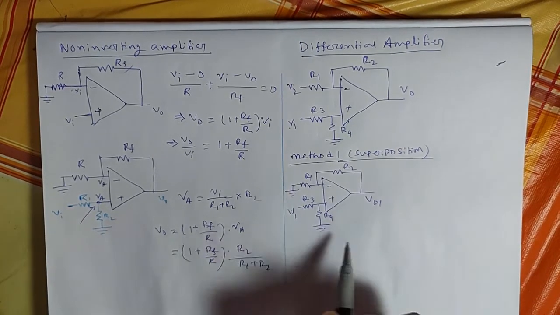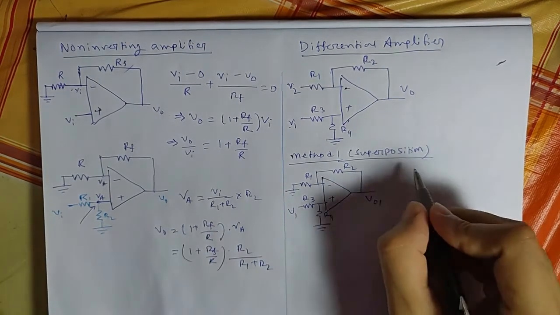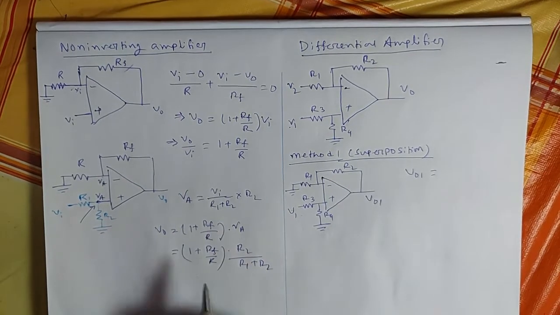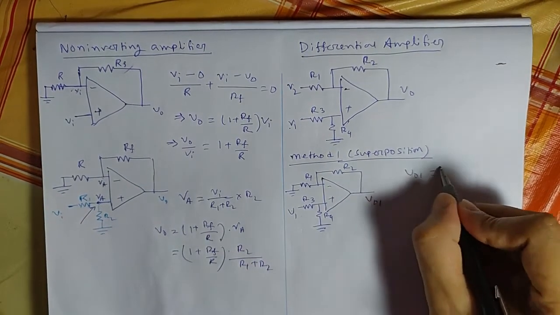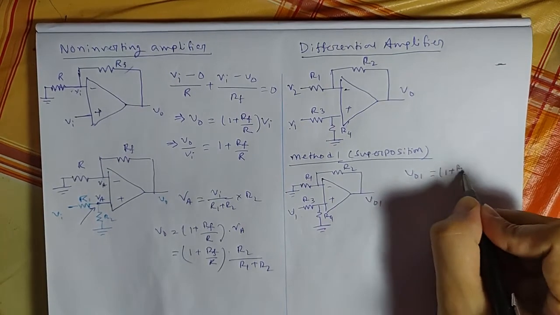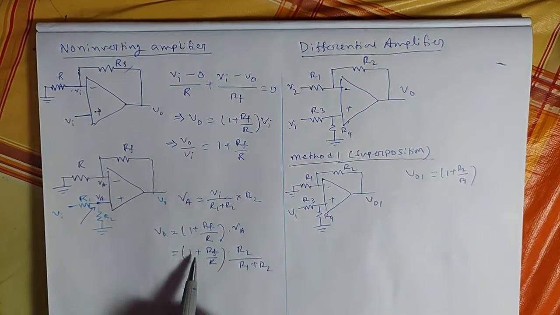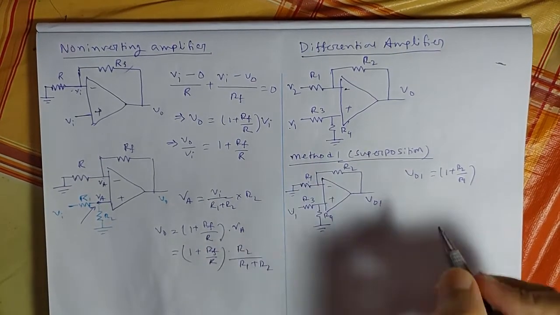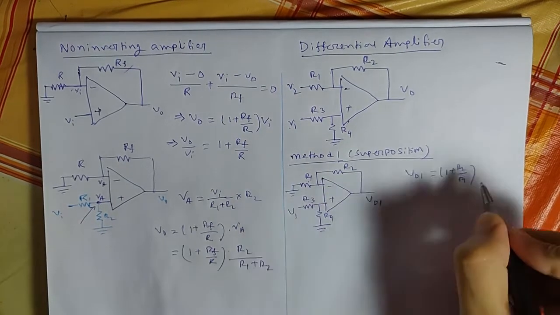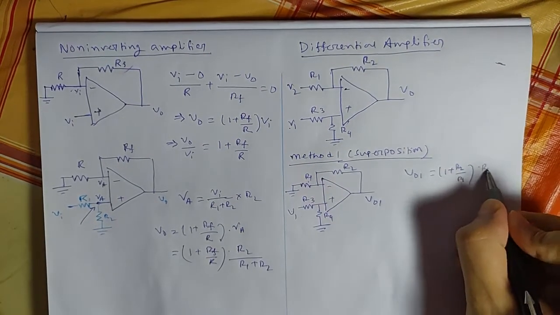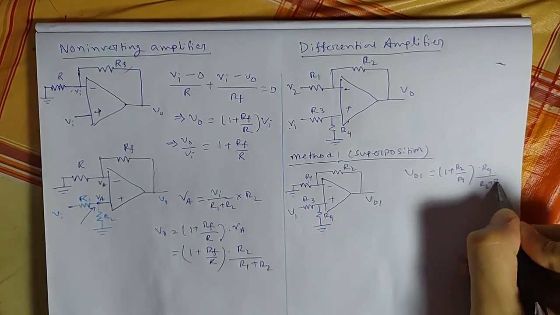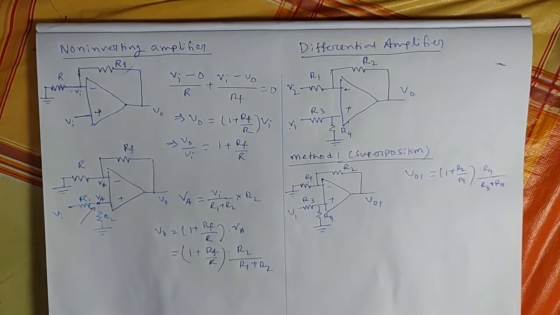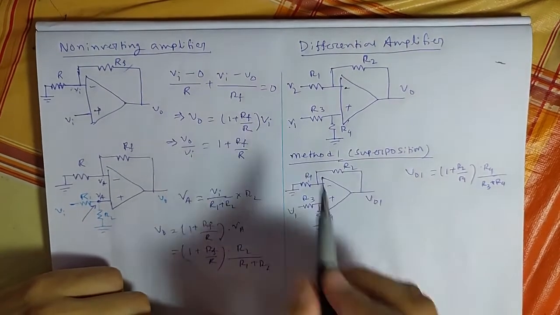We have already computed this V01. As already computed here, V01 will be 1 plus R2 by R1. See here, 1 plus Rf by R, in this case 1 plus R2 by R1, into the voltage divider part, that is R4 by (R3 plus R4). So that is our V01. Second, we consider V2.